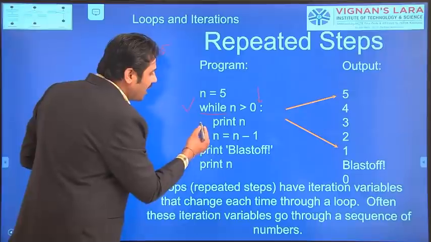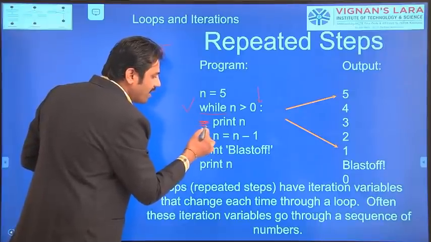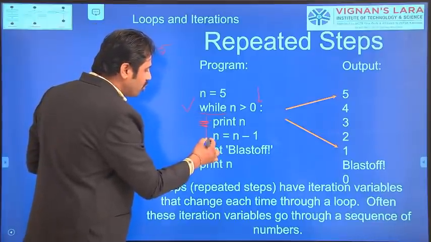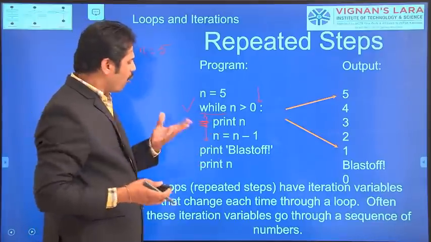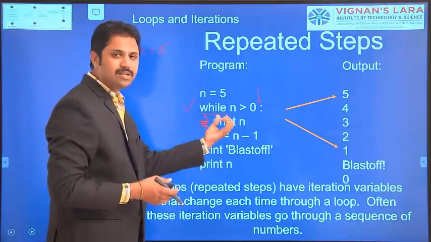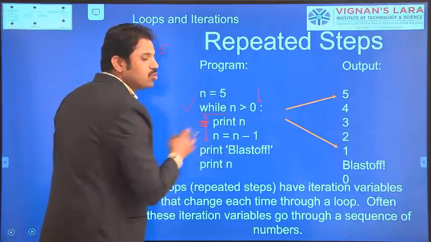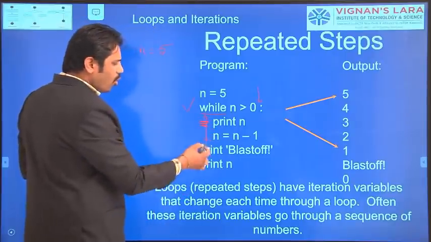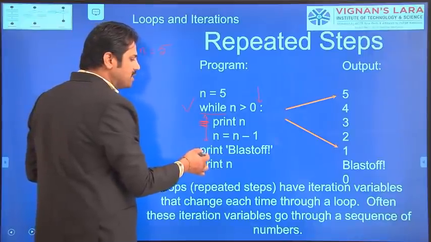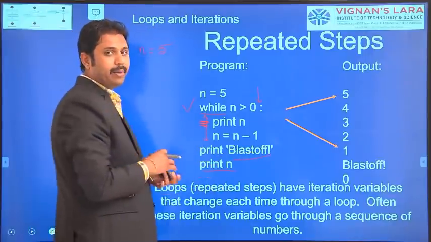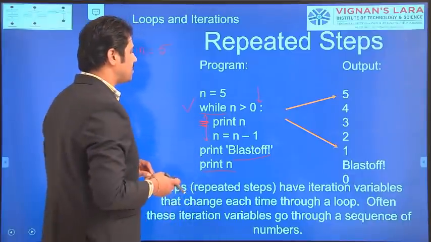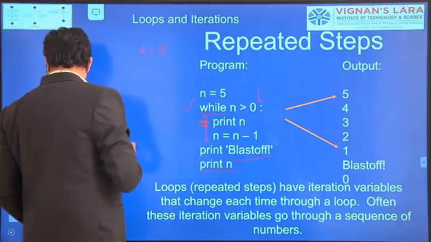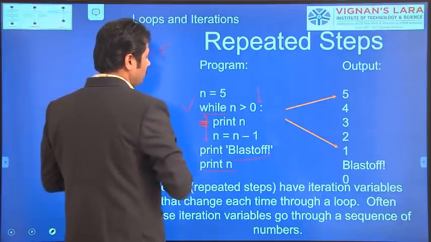After that it automatically provides white space, and there you write the while loop body. How many statements are in the while loop? Two statements only: print n, and n equals n minus 1. Next, outside of the while loop, we have print blast off and print n. We have statements like this. Let us see how it is going to be executed one by one.